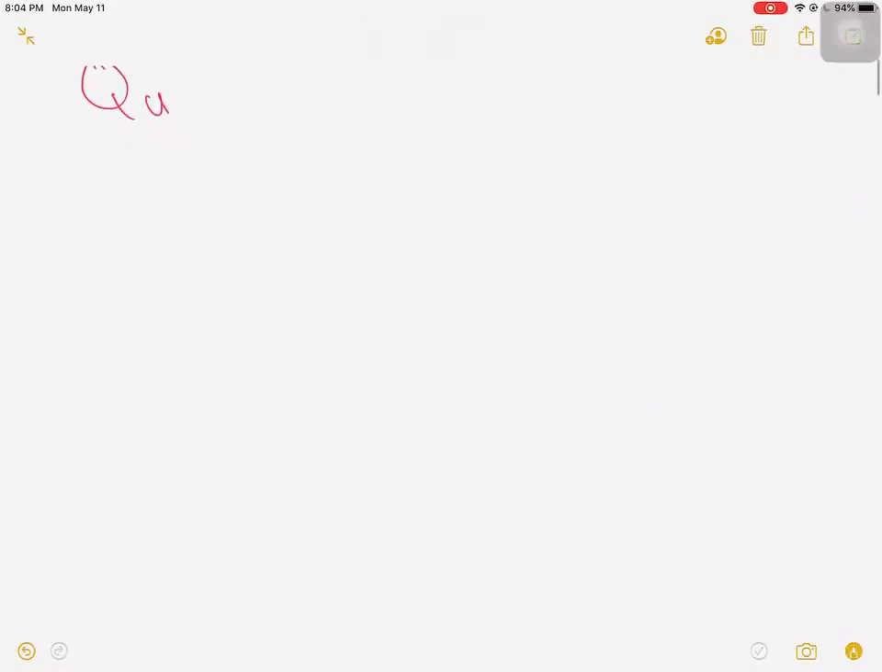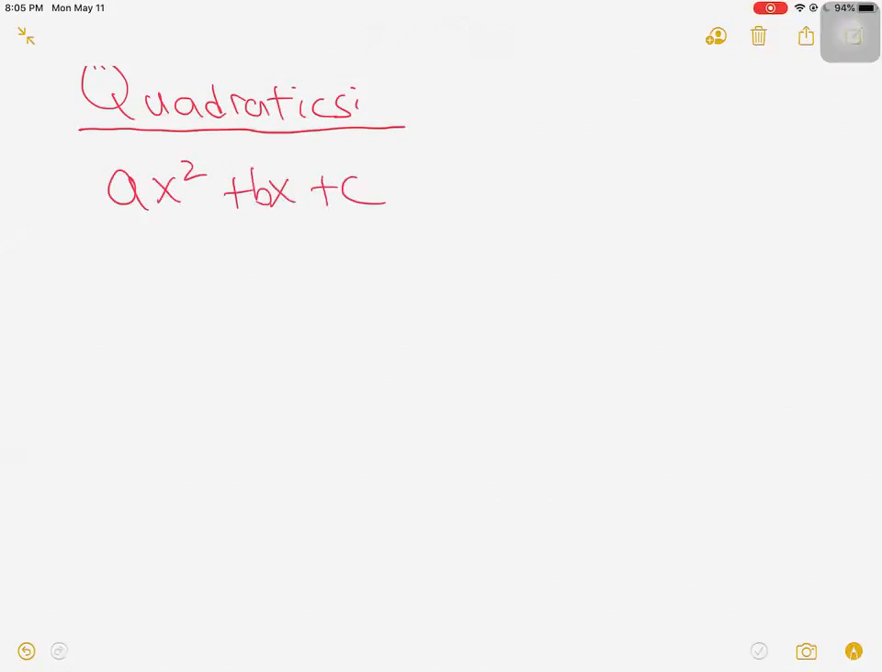Quadratics. Okay, so first we're gonna introduce what quadratics are. And it's okay if you don't know what they already are. They're just really basic. They're basically any expression that has an x squared term in it, like ax squared plus bx plus c. So that's a form of a quadratic.